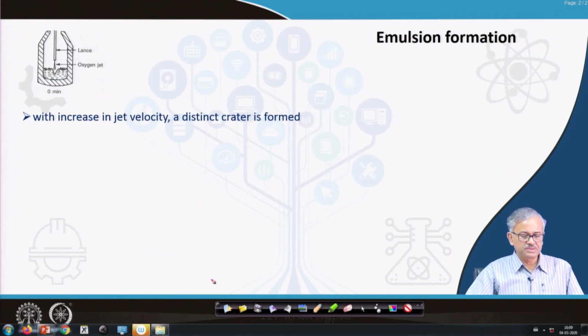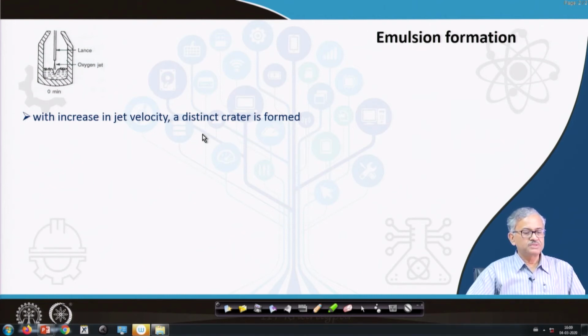First step is that basically you do this way. With increase in the jet velocity, a distinct cavity is formed. First, the oxygen jet is coming, and if you increase the velocity, then a crater-like form appears. This is a depression you can find. There is a slight depression on the hot metal, that is called the crater.